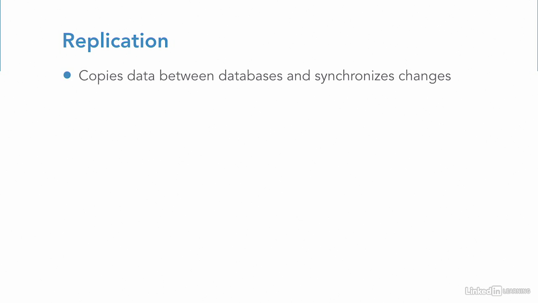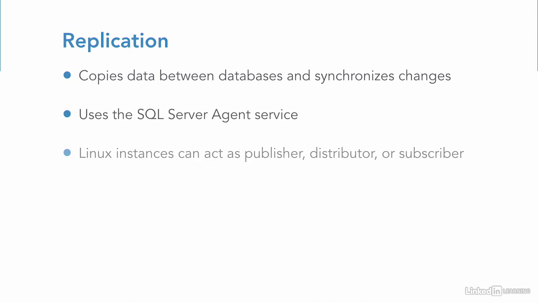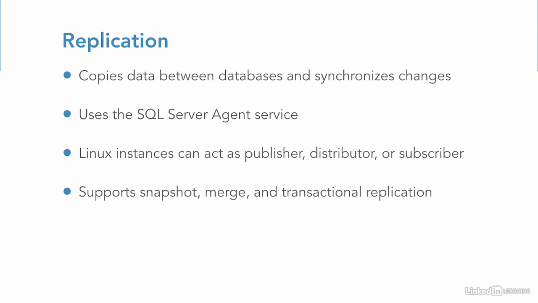New for 2019 is support for SQL Server replication on Linux. Replication allows database objects to be copied between databases and then synchronizes changes to the objects to maintain consistency. In SQL Server 2019, SQL Server on Linux with the SQL Server Agent service can act as a publisher, distributor, or subscriber in a snapshot, merge, or transactional replication. This will help keep data synced across the enterprise.